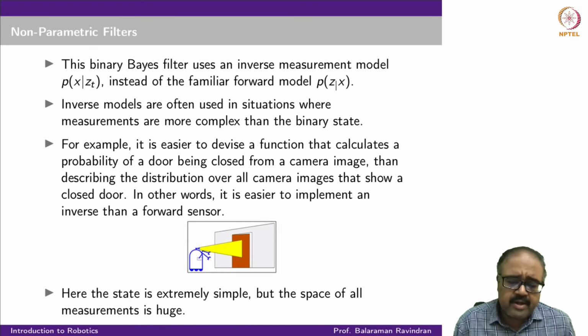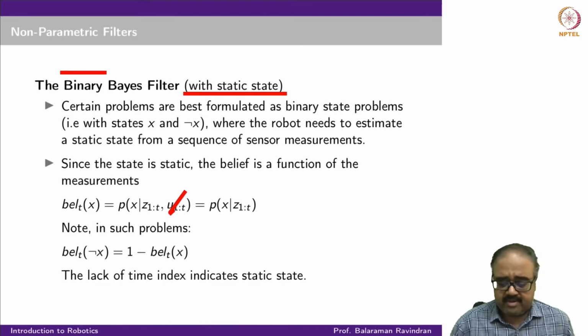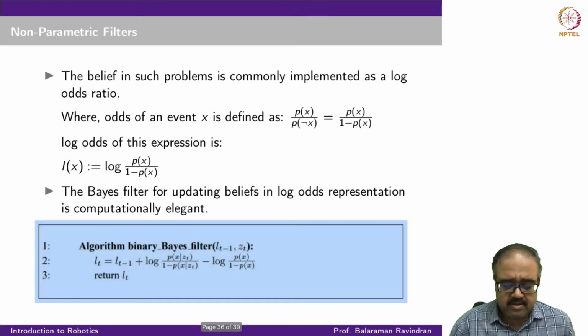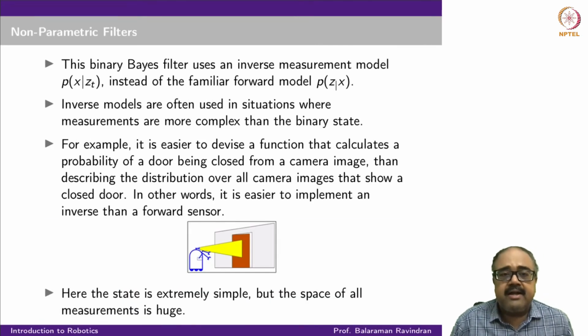So one thing I want you to again notice is that in the update here, we are using the probability of x given z_t. Normally, our measurement model is written as the probability of z_t given x_t. Normally, we will look at the probability of the measurement happening given x, but in this update, we are using the probability of x given the measurement has happened. And so this is called an inverse measurement model.